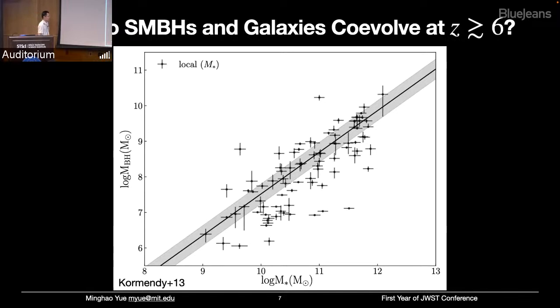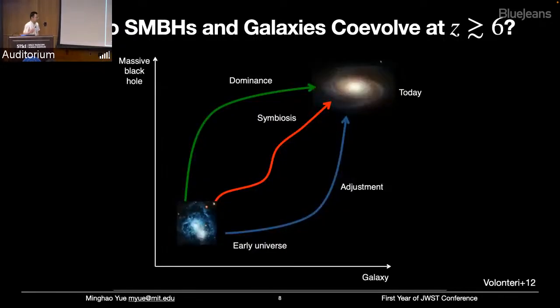This is the well-known black hole mass versus stellar mass relation for local galaxies. This relation is a very important piece of evidence for the tight correlation between supermassive black holes and their host galaxies. And there are still many open questions or mysteries about this relation. What is the origin of this relation? And how does it evolve with redshift? Characterizing the redshift evolution of the black hole mass-stellar mass relation is a pretty important way for us to understand how supermassive black holes and their host galaxies co-evolve.